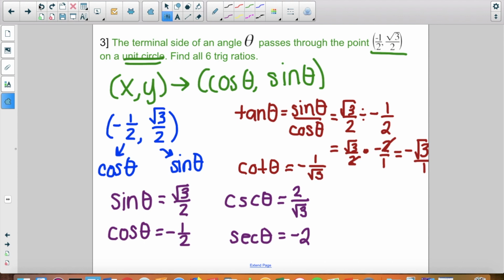So we did do a problem like this yesterday, and it required a lot more work than this. So if you notice that you do have some point on the unit circle, I would highly suggest to use this rule.